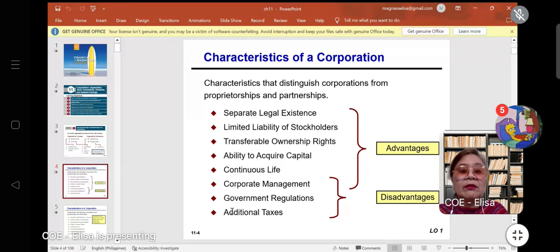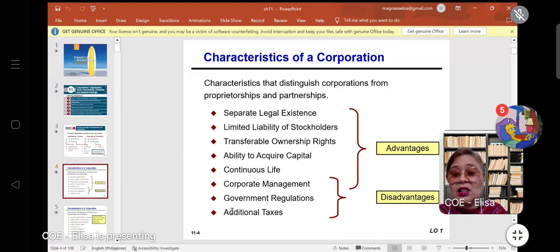Then corporate management. The beauty of that is they can hire professional managers like engineers, CPAs, and so on to run the business. That makes it favorable to the company. Kaya like for example, the owners have the money, but they don't have the technical knowledge to run the business, so they can hire professional managers.